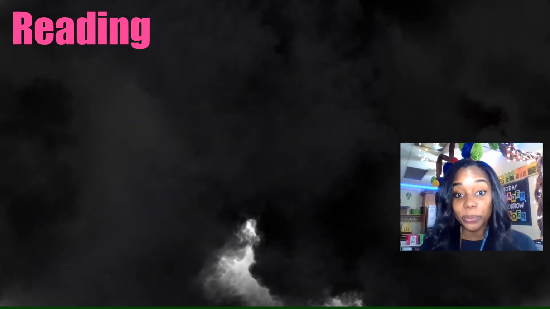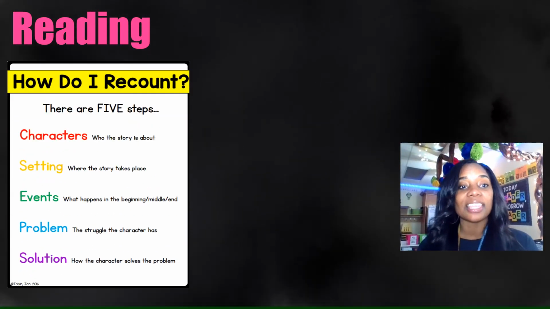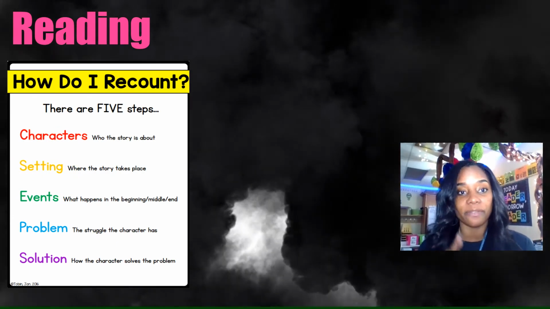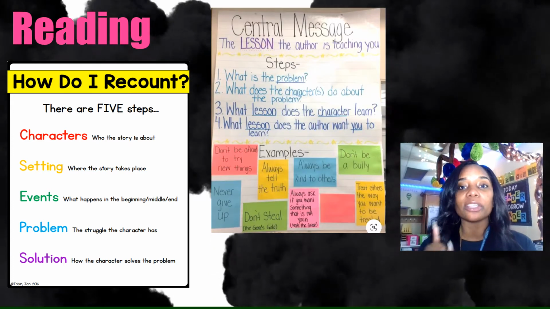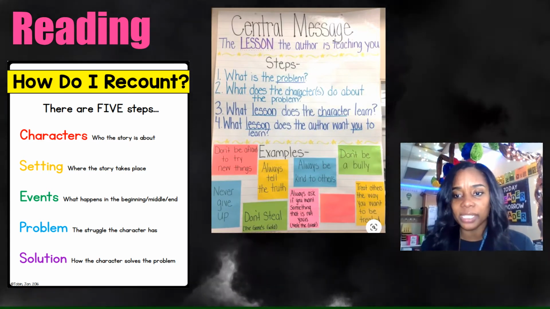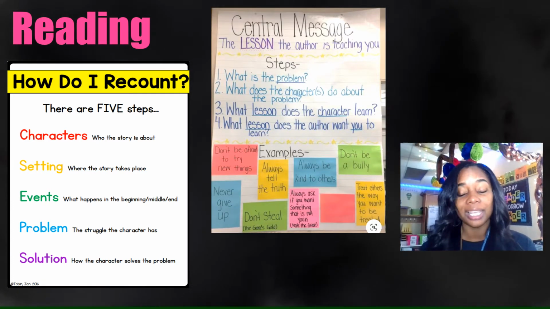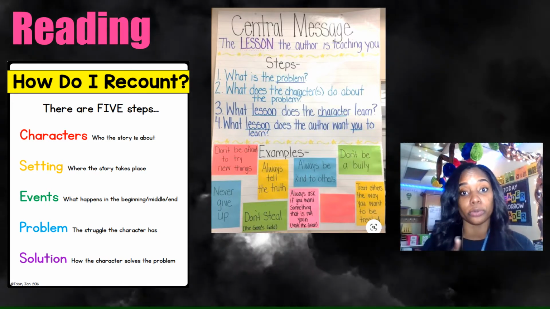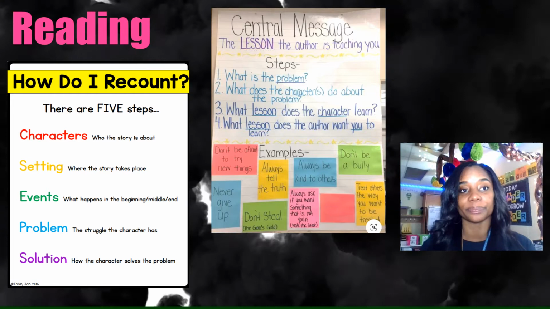So in reading, what are we doing this week? This week we are reviewing how to recount stories by following these 5 steps and using these 5 steps to help us to determine the central message. The central message is the lesson the author is teaching you during the story.